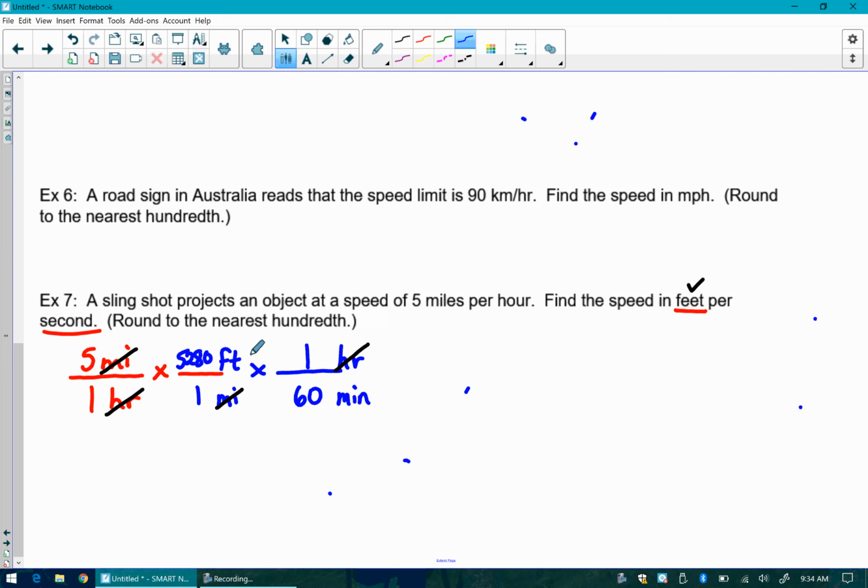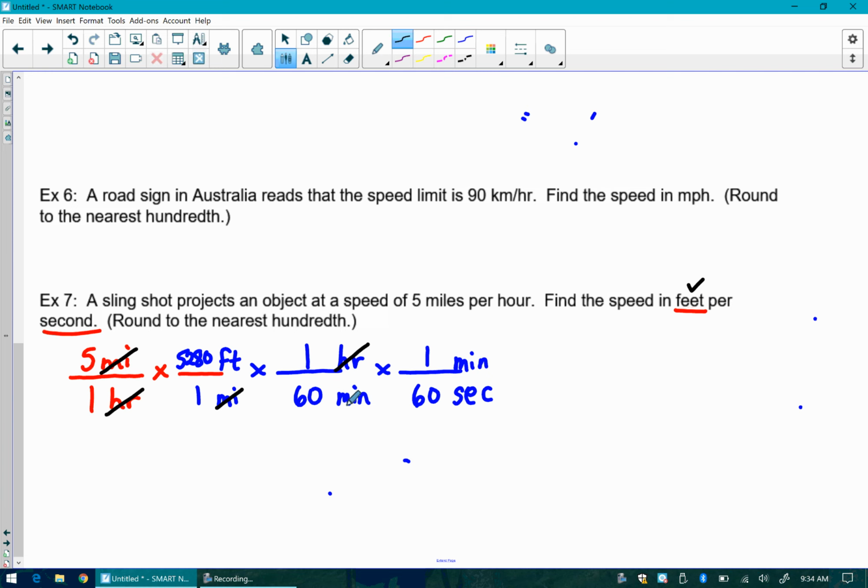Now at this point, again, I can't stop because think about the units you have left. I've got feet up top and minutes on the bottom. I want seconds on the bottom. So I keep going. To get rid of those minutes, again, minutes are on the bottom. So in order to get rid of them, they have to be diagonal. So that's going to force me to put minutes up top. And I can go from a minute to a second. And we know that there are 60 seconds in 1 minute.